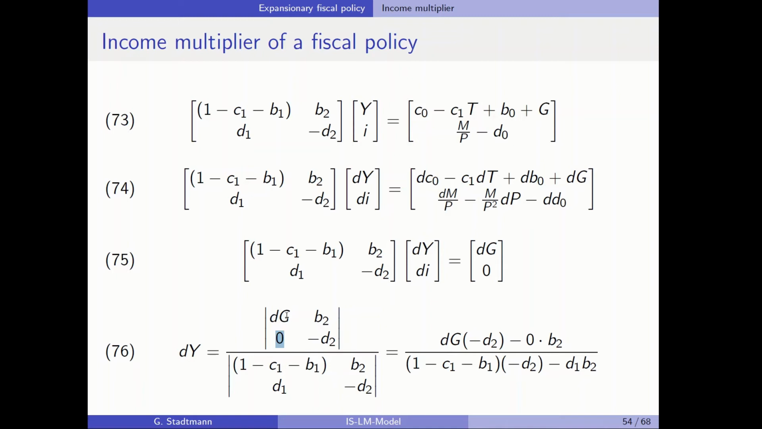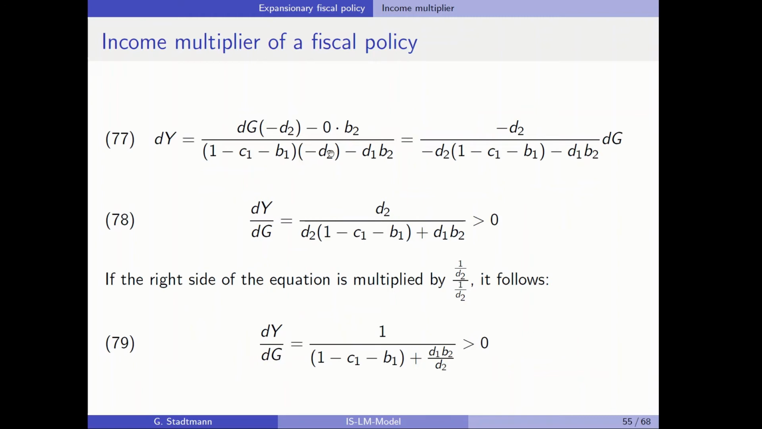Now we have to compute the determinant of the numerator and the determinant of the denominator. In the numerator: dg times minus d2, pg minus d2, minus 0 times b2. And then in the denominator: 1 minus c1 minus b1 times minus d2, minus d1 b2, which is here.